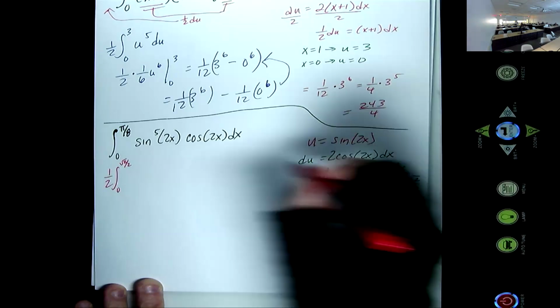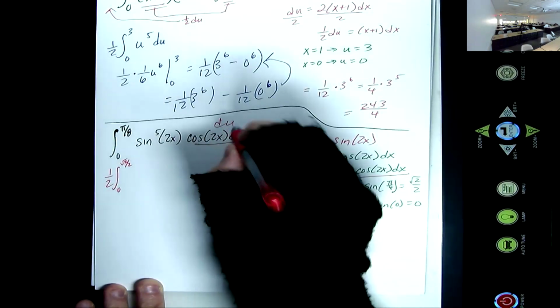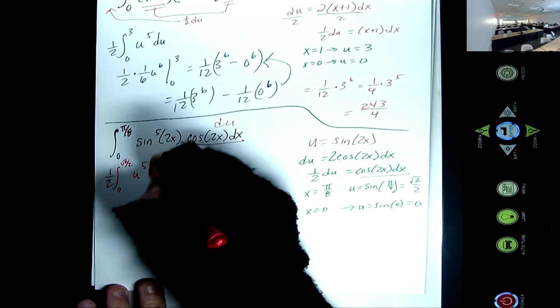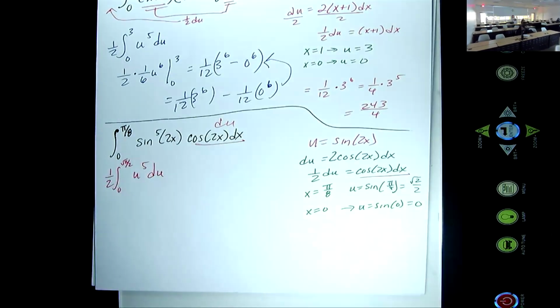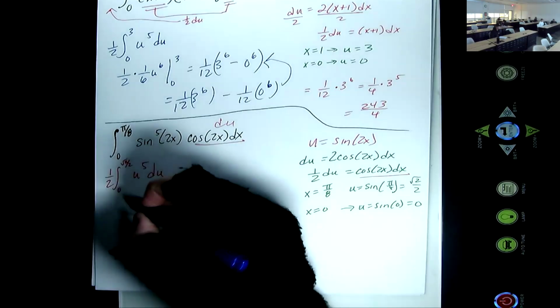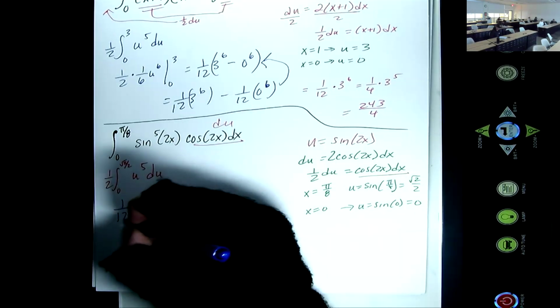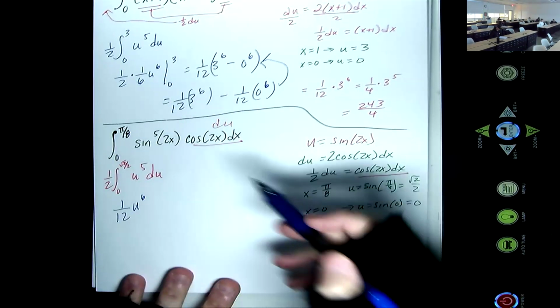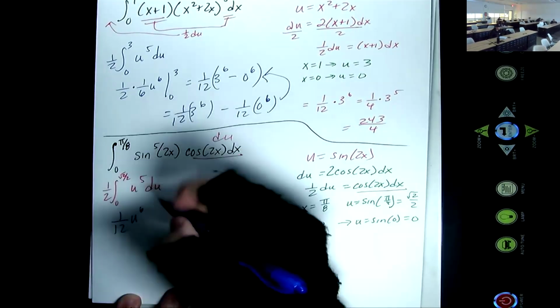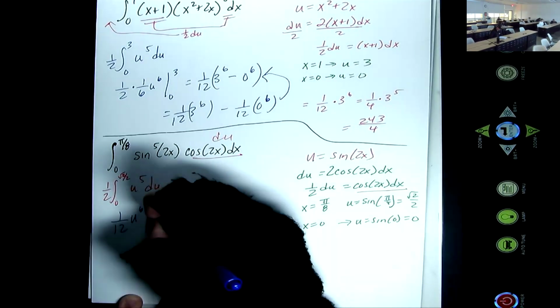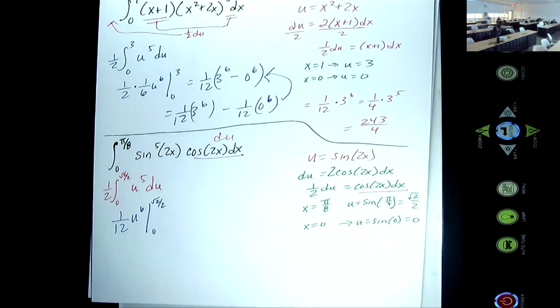My cosine 2 dx, that's my du, looks like I got a u to the 5th here, du. And what I was giggling to myself about a second ago is after we integrate, we have 1/12 u to the 6th again, like we did in the last problem. That's 0 to √2 over 2. Now, if you didn't have the 1/2, you would have had 1/6 there.